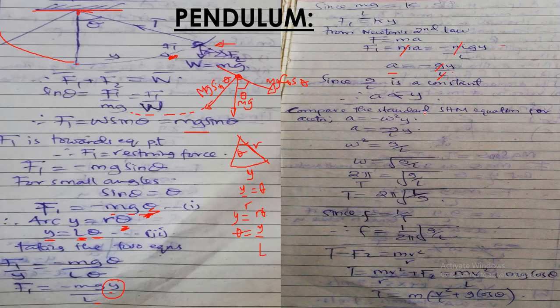So if we compare with the standard simple harmonic equation, we know acceleration is equal to negative w squared y. Remember the formula of acceleration in simple harmonic motion. And here we have acceleration is equal to negative gy over L. So if we compare acceleration and acceleration, y and y, we have w squared is sawa na g over L. So in simple harmonic motion, w squared is equal to gravity over length. And if we find the square root both sides, w is sawa na square root of g over L.